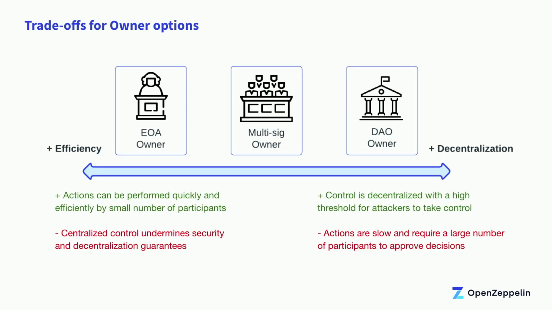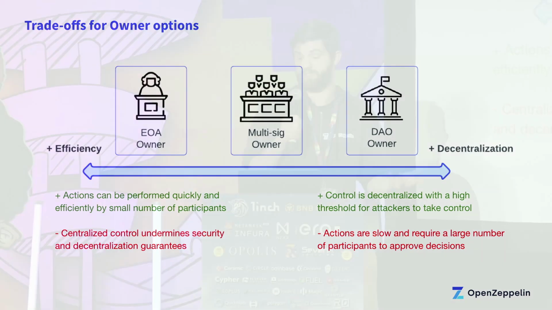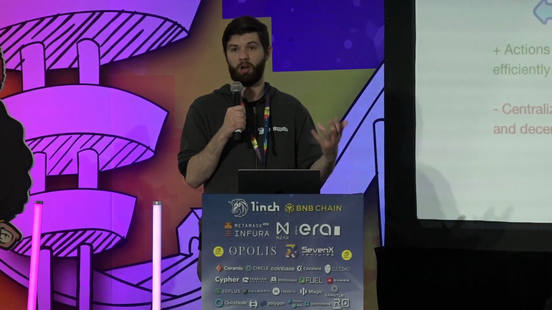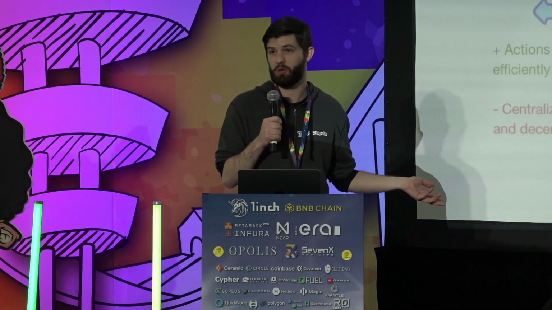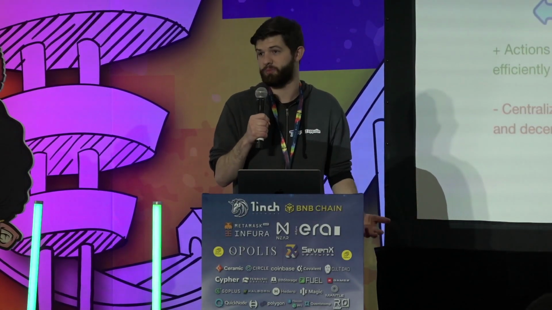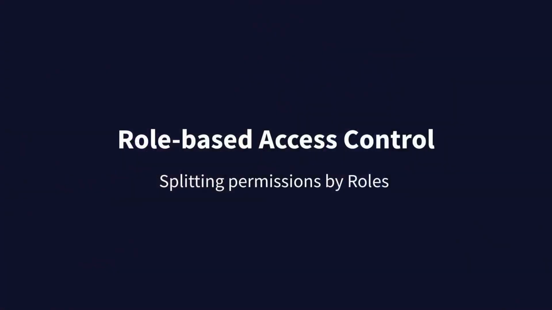So, general trade-offs: EOA owner, it's very efficient, it's very fast, you can do things quickly, but you have centralized control, and that undermines some of the security and decentralization. DAO owner, high threshold for trying to get anything done, which gives you a lot of security and decentralization, but it takes a long time to do things, and some things need to be done quickly or more efficiently. So this is where role-based access control starts to really break things down and make life easier.